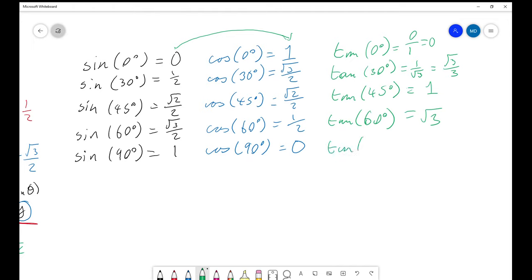And tan of 90 degrees, this is where it goes a little bit wrong, we get 1 over 0, which is not a valid number in the system we're dealing with. So this has no answer. Okay, so you need to know those. If you don't know them, make sure you do before we go on to the next part.